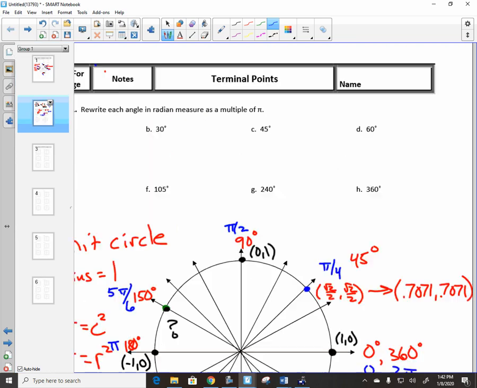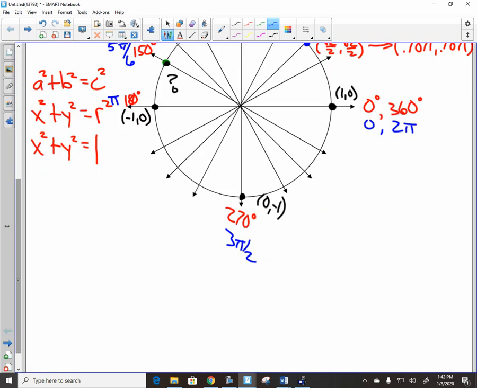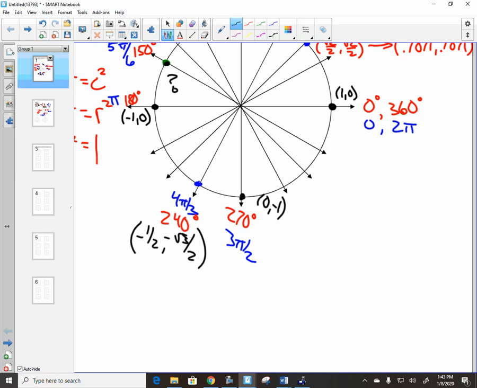If you want to, go ahead. If you don't want to, that's fine. But I have this spot right here. We said it's 4 pi over 3, otherwise known as 240 degrees. And we now have a coordinate, and it was negative 1/2 and negative root of 3 over 2. We want to be able to find any of these terminal points. 2 more. You guys are in great shape.